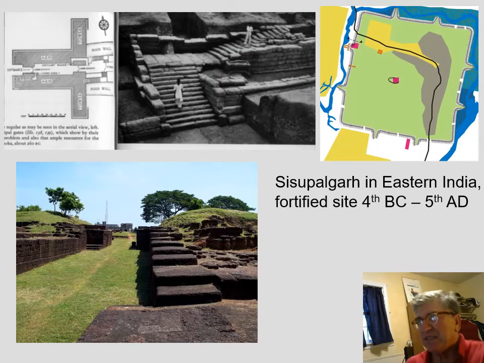Another example, this is Sisupalgarh. This is actually on the border of Bangladesh, out by the mouth of the Ganges River. It's some sort of maybe frontier fortress, but I think it said 6 kilometers in circumference. Maybe in the interior it could have sustained a population of 20,000 people or a giant garrison, shall we say.